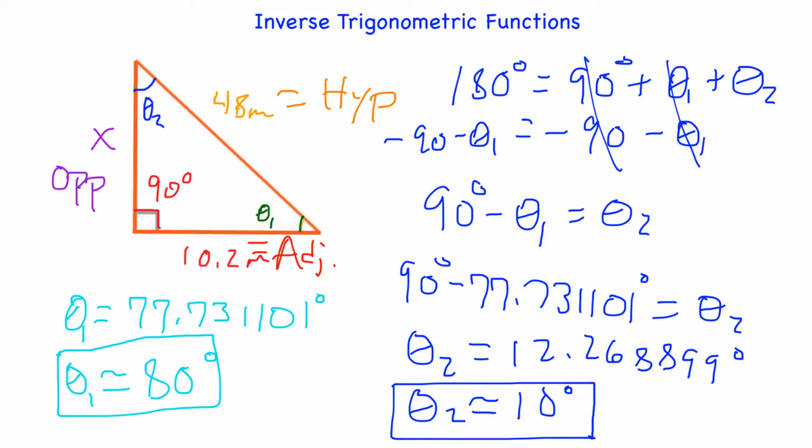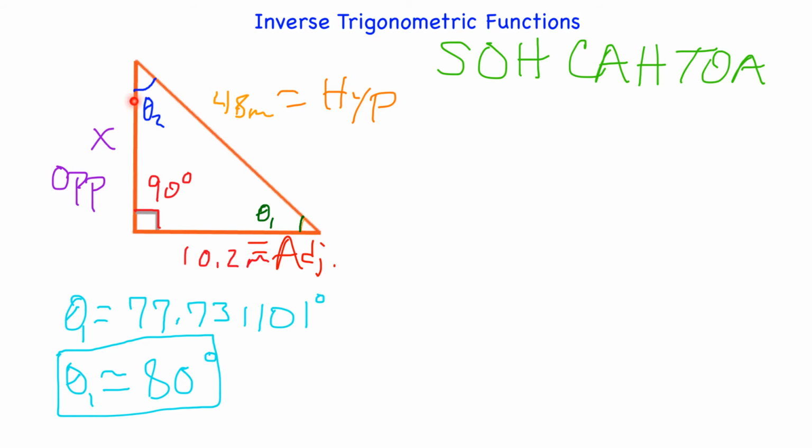Now let's go ahead and find theta 2 using our inverse trigonometric functions. Alright, so now we want theta 2. So we have to rename our triangle based off of theta 2. So this is no longer going to be the adjacent side. This is going to be the opposite side. And this is no longer going to be the opposite side. It'll be the adjacent side. And of course the hypotenuse stays the same.